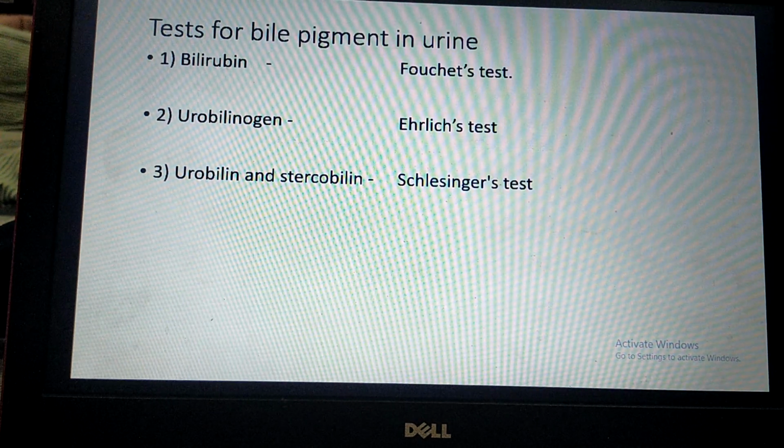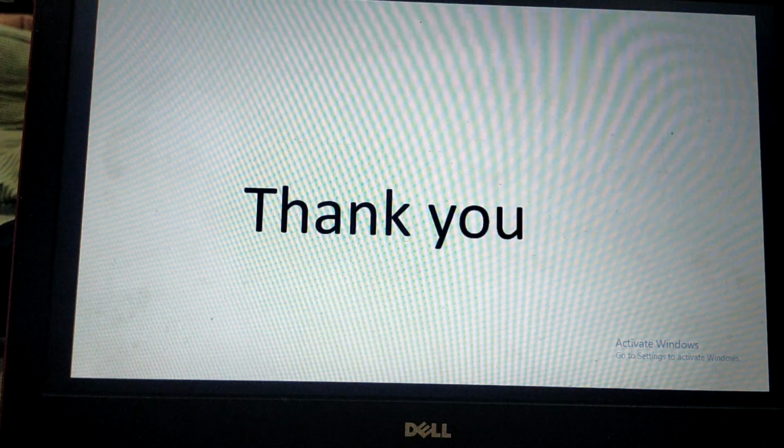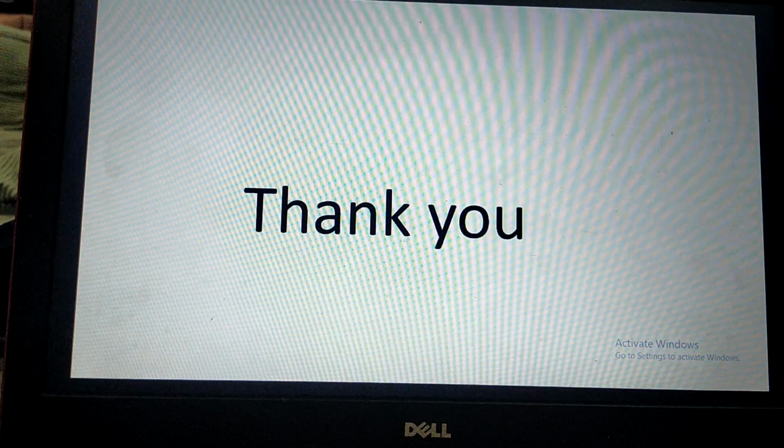Now these are some tests for urine. If you want to detect bilirubin in urine, you have to perform Fouchet's test. If you want to detect urobilinogen in urine, you have to perform Ehrlich's test. For urobilin and stercobilin, you have to perform Schlesinger's test. So this is about the catabolism of heme. Thank you very much.